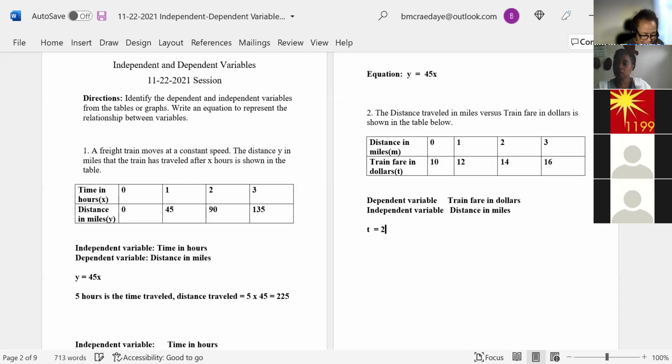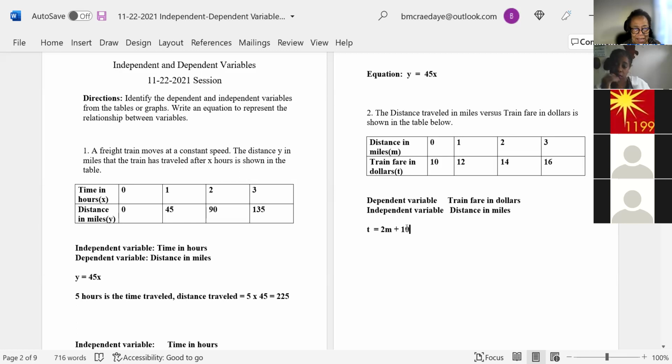Plus, Vanessa, what's next? Plus 10. Where's the 2? 2 times the number of miles plus 10. How did we get 10? Because if the miles is 0, 2 times 0 is 0, plus 10, and you get 10 here. So even without traveling, you're going to pay 10.